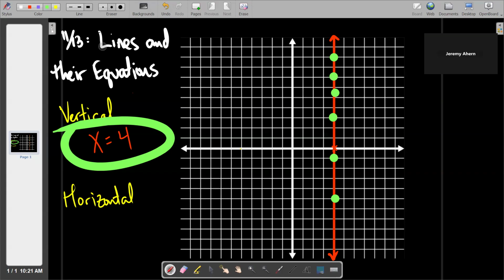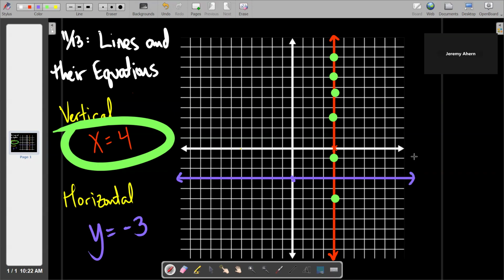What do you think the equation format is for a horizontal line? y equals. Very much so, yes. So if I did y equals a number, like let's do -3, we'd go down 3, make a mark, and then we reach over and grab our ruler and draw a horizontal line that goes through a y coordinate of -3.